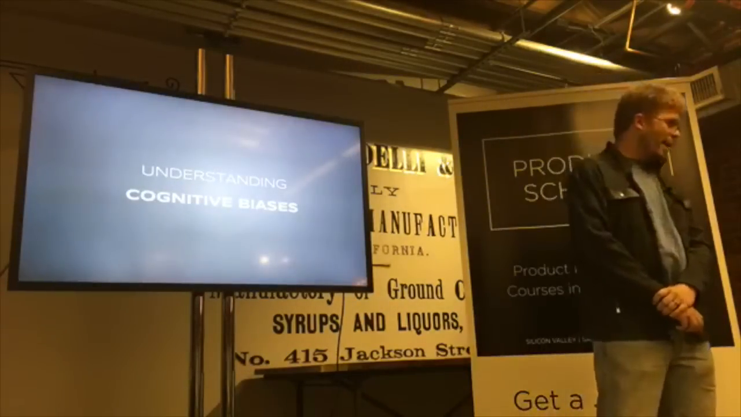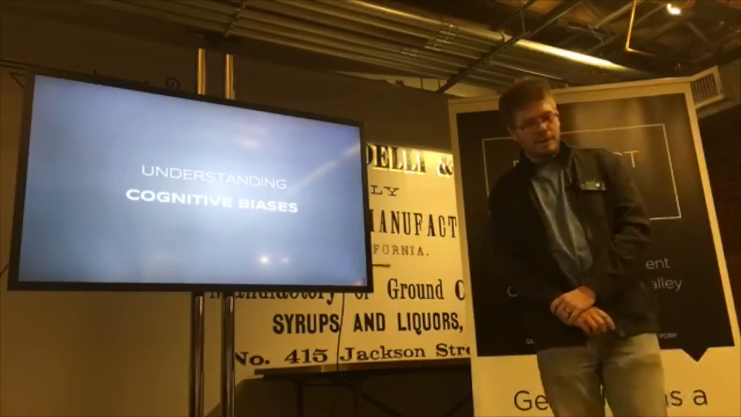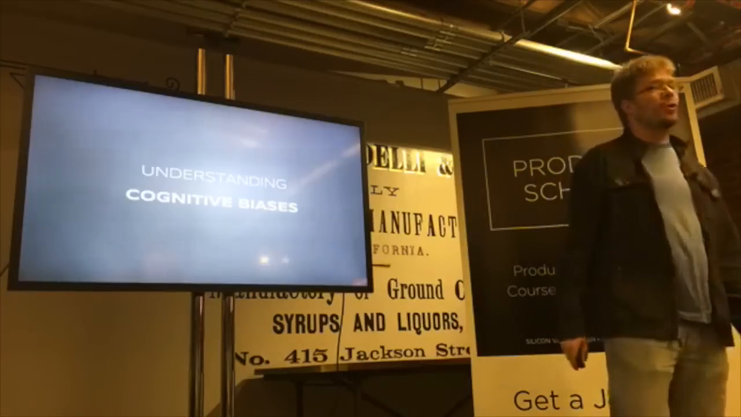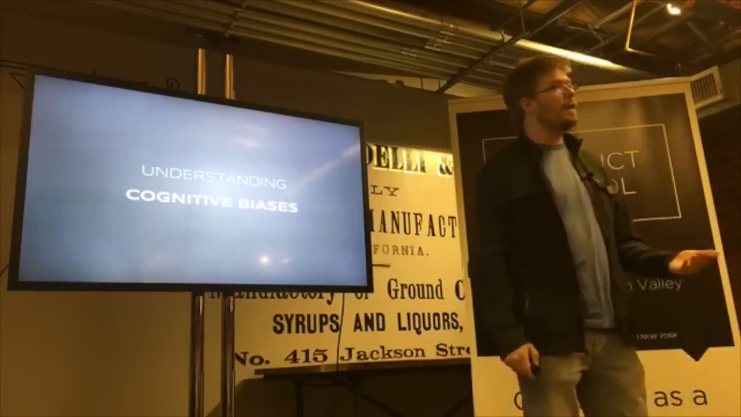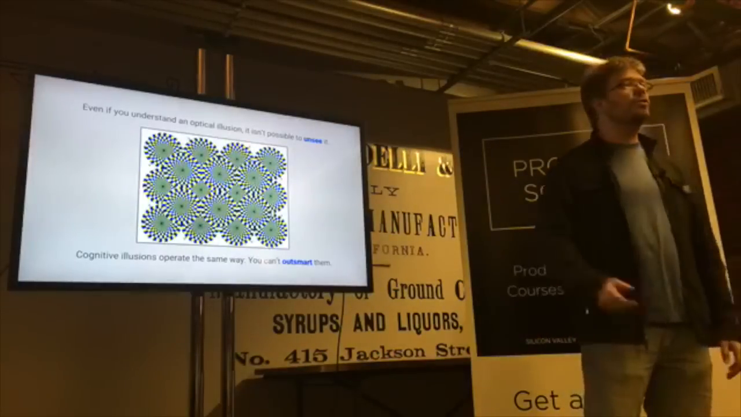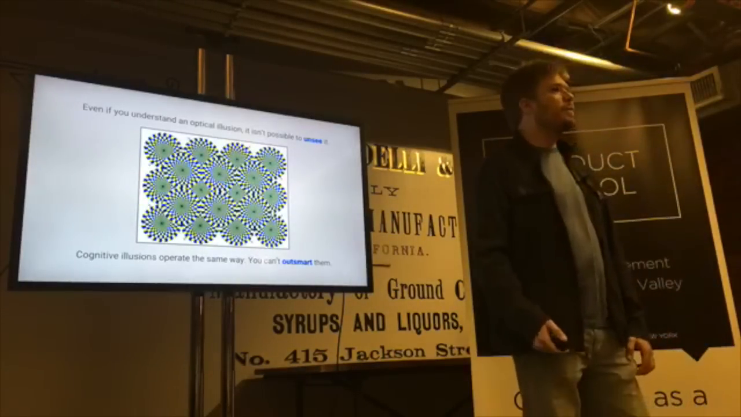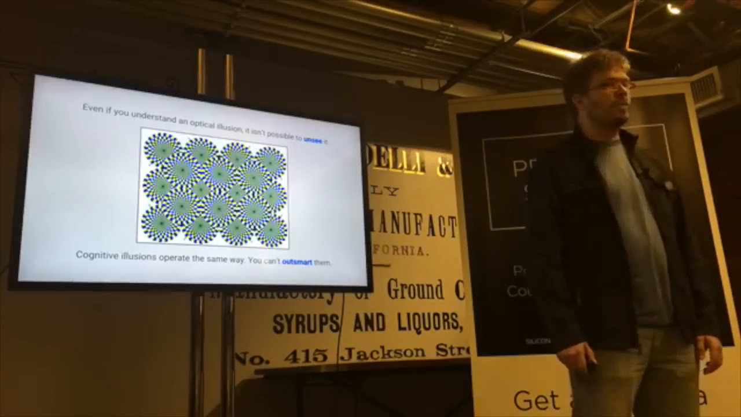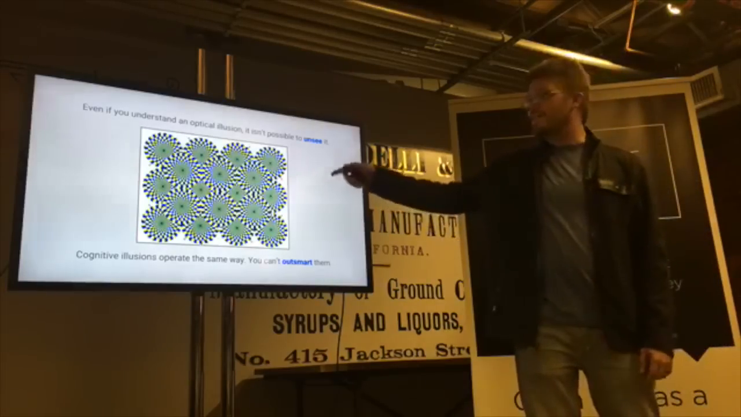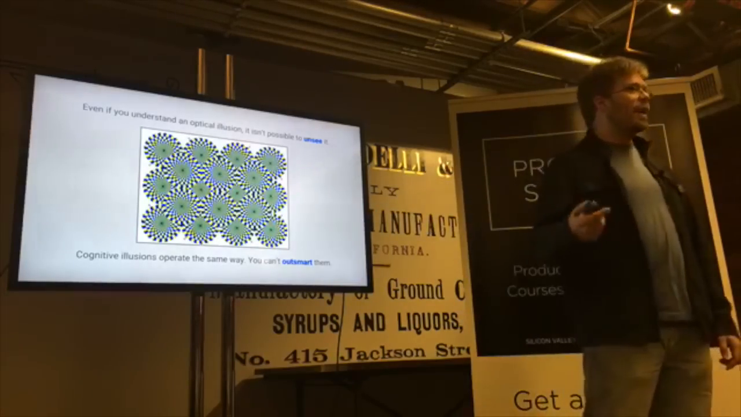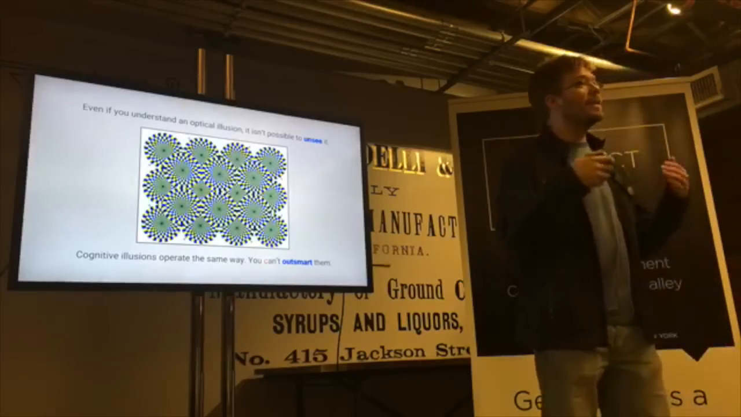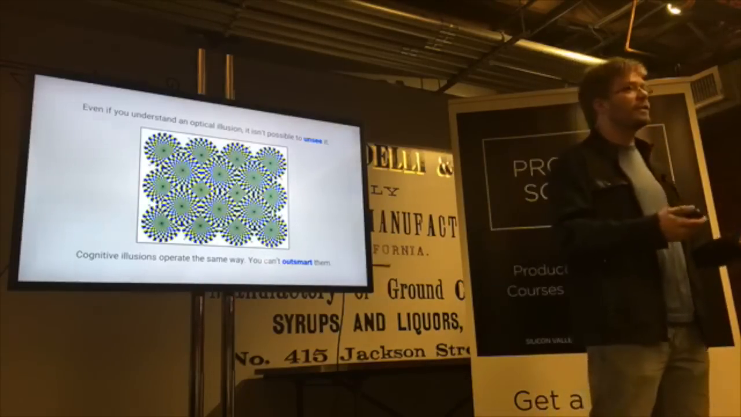Cool, so let's dive back into the informational part of things. So I'm going to talk a little bit about some of the cognitive biases that we're all prone to. And the first and kind of most important thing to understand about cognitive biases is that they're like optical illusions. Understanding them doesn't mean you can outsmart them. Even if you know how an optical illusion works, it still looks like the snakes are moving because that's how your eyes work. And your brain works the same way. The things that I'm going to be describing to you are fundamental properties of how you think.